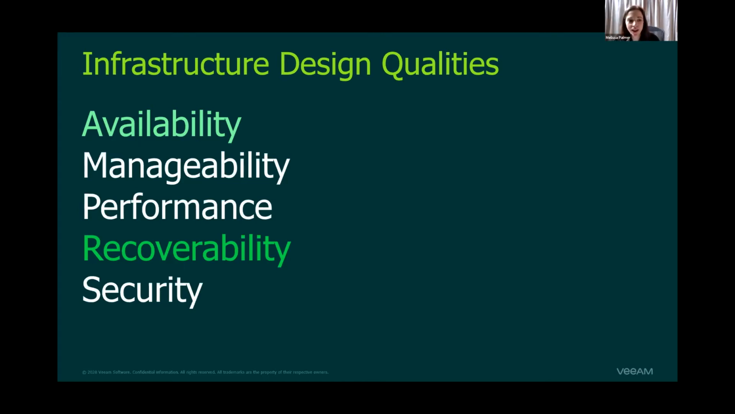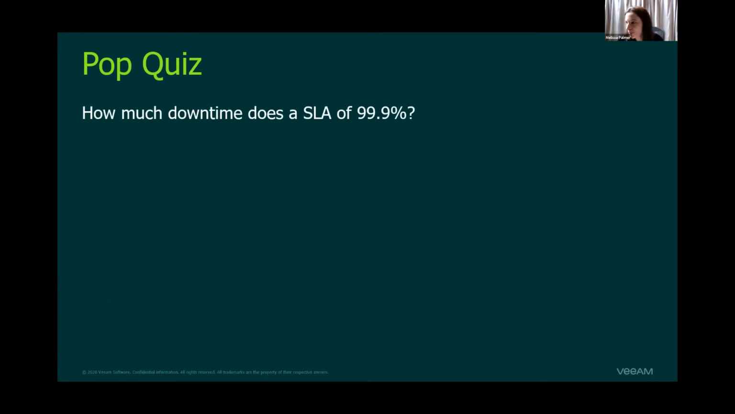But availability ties into recoverability very closely. So we're going to start talking about how the two go together, and then we're going to dive deeper into designing for recoverability and the things that we all need to be thinking about as infrastructure people, especially VMware infrastructure people, right? I have another pop quiz because I love my pop quizzes.